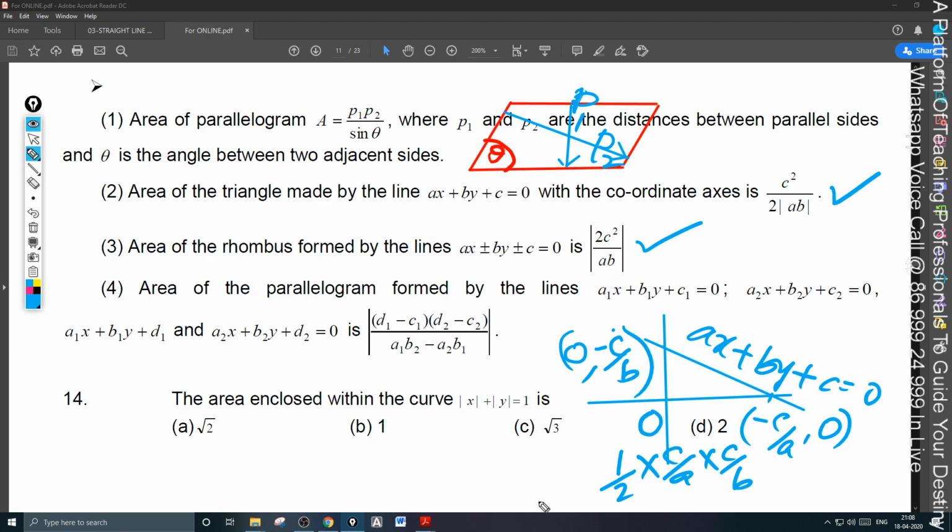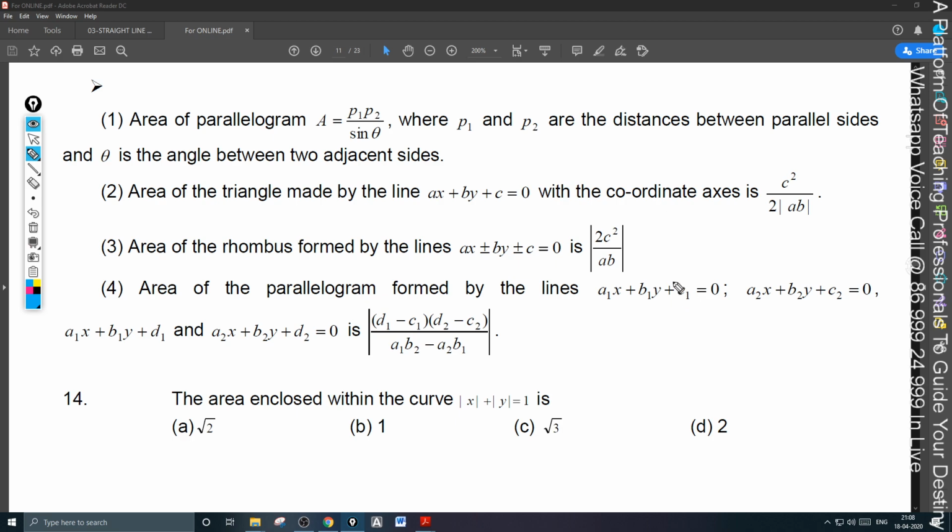And the area of the parallelogram, this is also important, please. See, check here. This is A1x plus B1y plus C1. This is A1x plus B1y plus D1. These two are parallel lines, please.